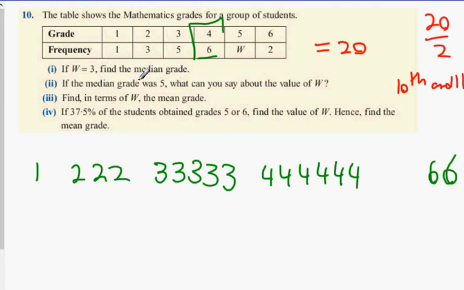when W was 3, we had 3 5s. Now, that means we had 20 students, didn't we? Yeah? 20 students. And who's the middle of the 20 students? Number 10 and 11, which both got the number 4. 1, 2, 3, 4, 5, 6, 7, 8, 9, 10, 11. There they are there. Now, what he would like me to do is, he says, what happens if the median was the number 5? The number of students would go down.